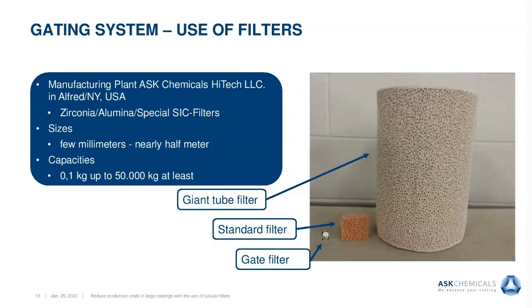You can see on the picture here on the right-hand side what we are producing, the range of filters. We start with small gate filters with a size of a few millimeters, over the standard filters, typical things, 50 by 50, 75 by 75, and so forth, and up to giant tube filters, which is really a big piece.